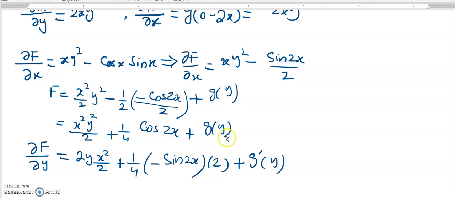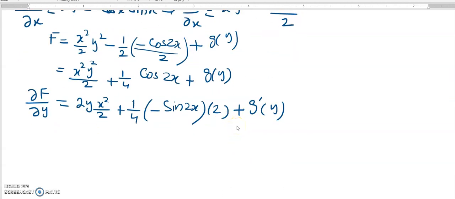So we can simplify it a little bit. So 2 cancels with here, so it will be x square y minus, what is this? So minus 1 by 2 sine 2x, okay, plus g prime of y.